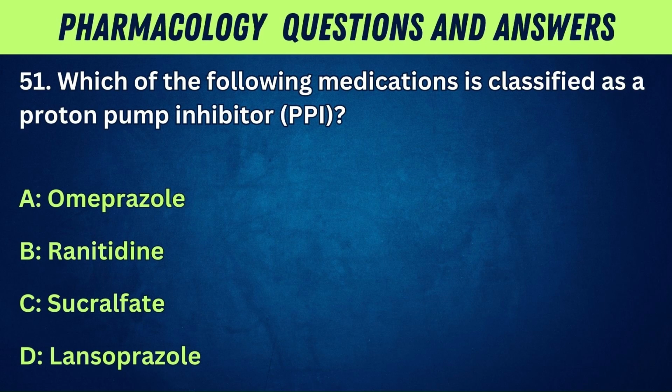51. Which of the following medications is classified as a proton pump inhibitor, PPI? A. Omeprazole. B. Ranitidine. C. Sucralfate. D. Lansoprazole. Answer: omeprazole.